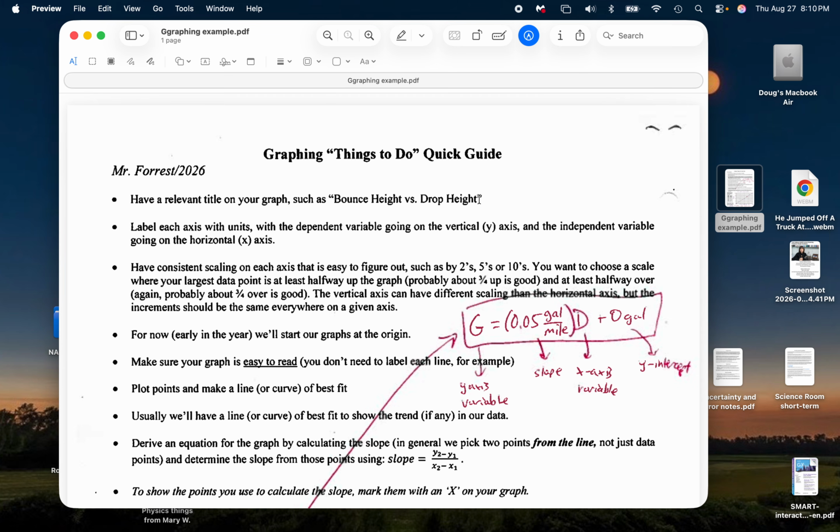So first of all, we want to have a relevant title. Normally it's y-axis versus x-axis variables. Okay, so like bounce height versus drop height for one of the things in this lab. We're going to label each axis with units.